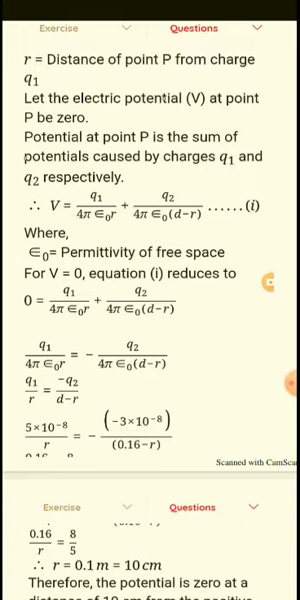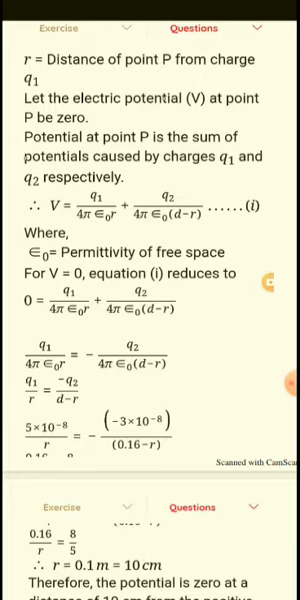Substitute the value of V as 0, so you will get 0 equal to Q1 divided by 4 pi epsilon naught R plus Q2 divided by 4 pi epsilon naught into D minus R. If you bring the first term to the left hand side, Q1 divided by 4 pi epsilon naught R is equal to minus Q2 divided by 4 pi epsilon naught into D minus R. Here the 4 pi epsilon naught terms cancel. The remaining equation is Q1 divided by R equal to minus Q2 divided by D minus R.